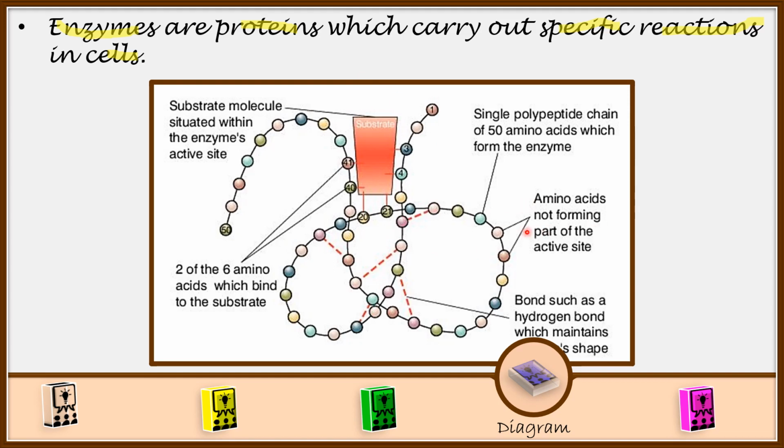And then we have the amino acids not forming part of the active site. These are other amino acids, but they are not forming part of the active site. This part here is what we call the active site. The active site is where the substrate fits. Then we have a single polypeptide chain of 50 amino acids which form the enzyme. It can be a polypeptide of 50 amino acids that form an enzyme.